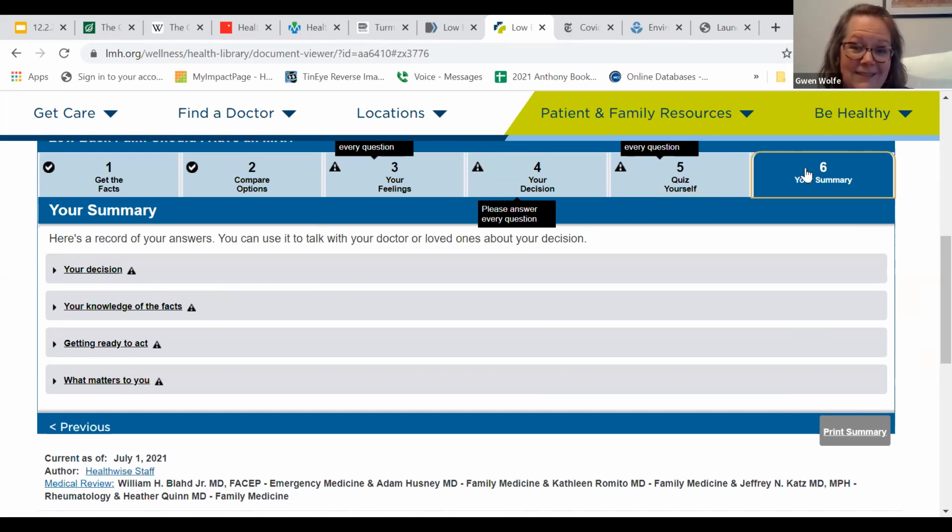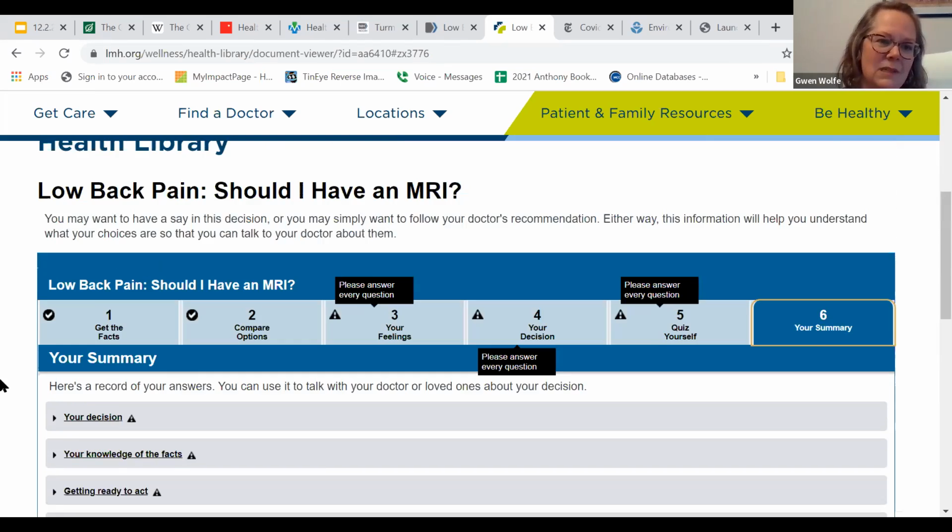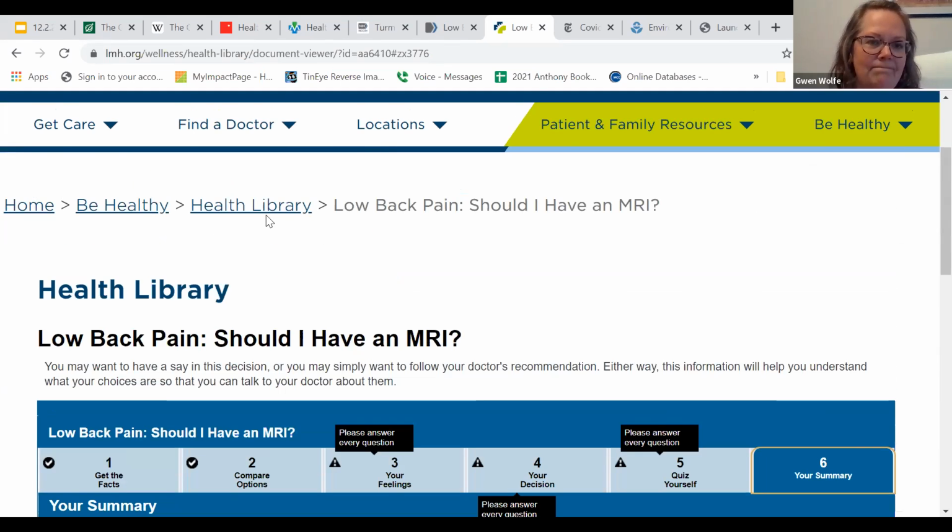I thought it was pretty impressive because in a doctor's office, when your physician is saying, okay, you've got a herniated disc and we're going to do an MRI and blah, blah, blah, and you're going, okay, that's going to relieve my pain, you might not be thinking about all of these questions and considerations. So I think this tool is really interesting. And I hope you agree.